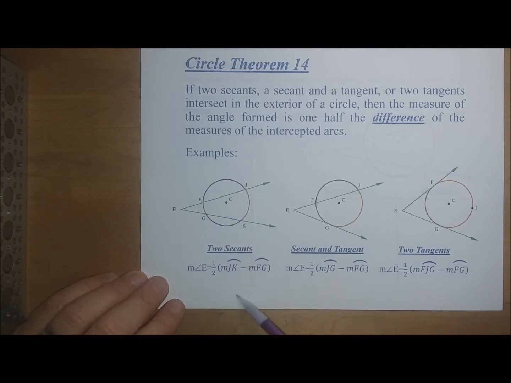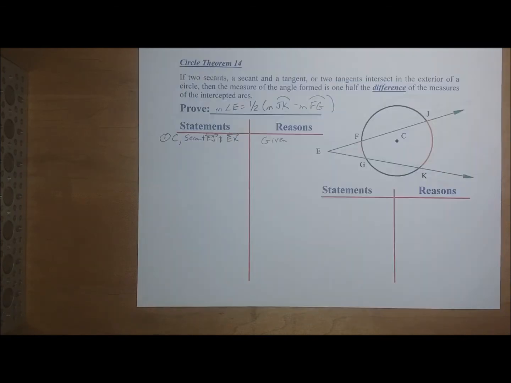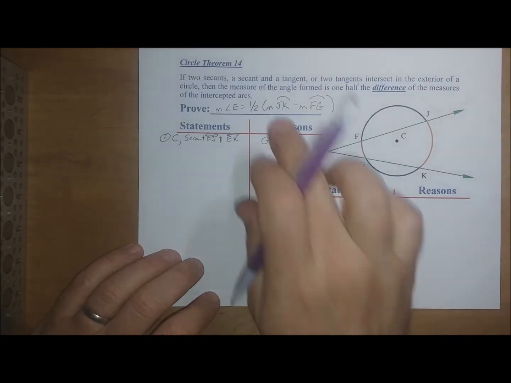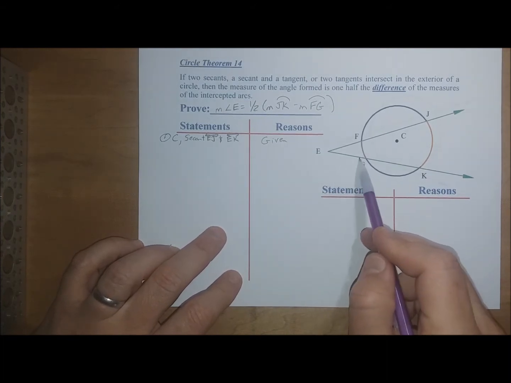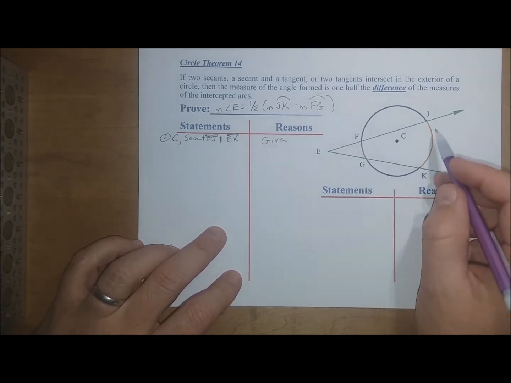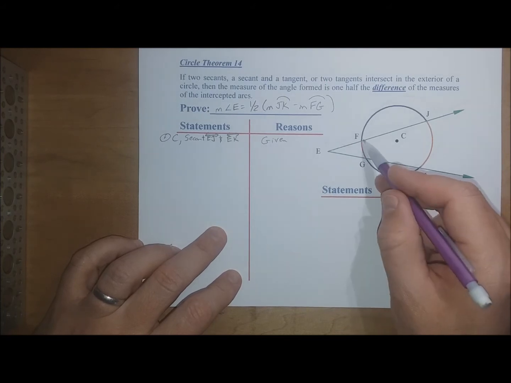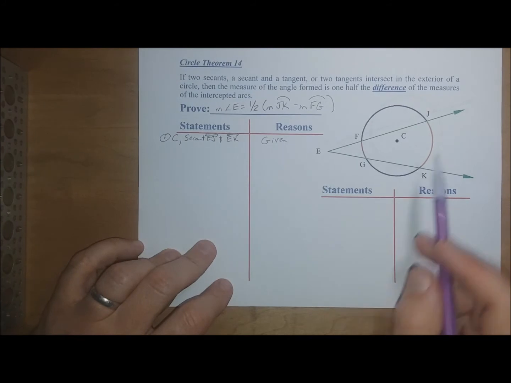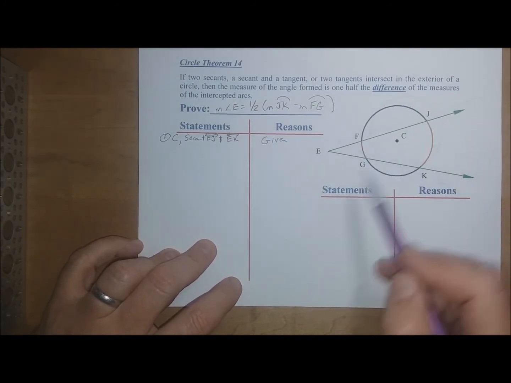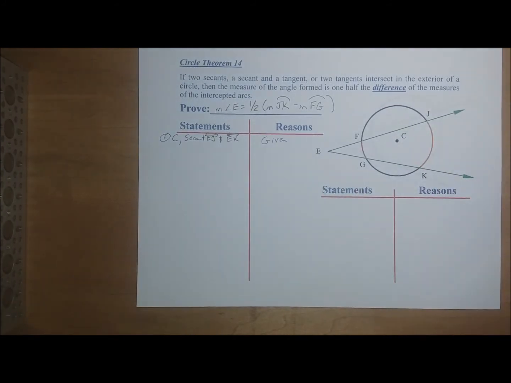Let's tackle this condition first. Two secants. Let's see if we can prove this. I've already set it up. What we're being asked to prove is that the measure of angle E equals 1/2 of the measure of arc JK minus the measure of arc FG. Okay, and we're given circle C with secants EJ and EK. So let's go ahead and tackle this.